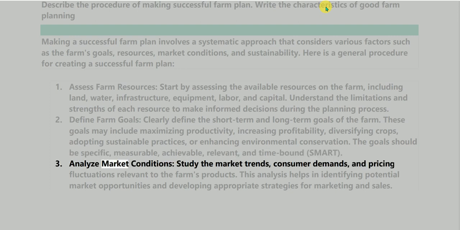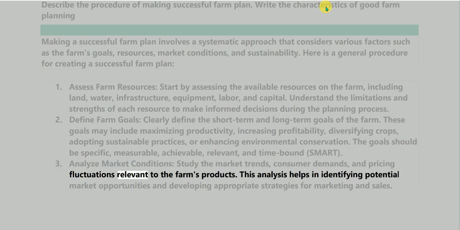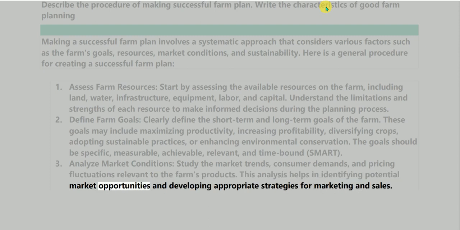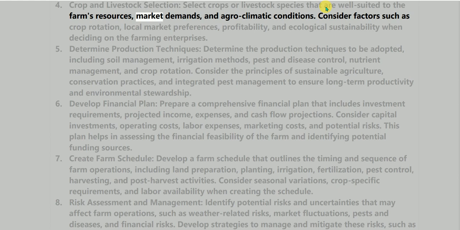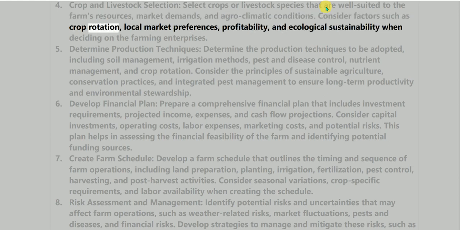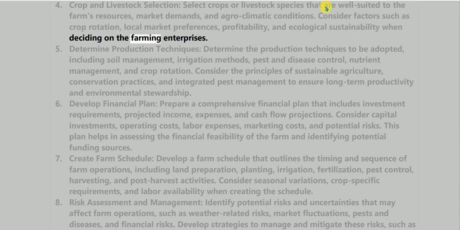3. Analyze market conditions. Study the market trends, consumer demands, and pricing fluctuations relevant to the farm's products. This analysis helps in identifying potential market opportunities and developing appropriate strategies for marketing and sales. 4. Crop and livestock selection. Select crops or livestock species that are well suited to the farm's resources, market demands, and agroclimatic conditions. Consider factors such as crop rotation, local market preferences, profitability, and ecological sustainability when deciding on the farming enterprises.